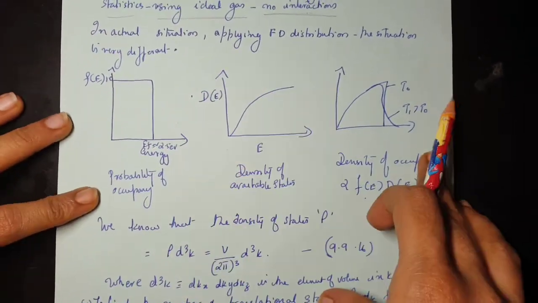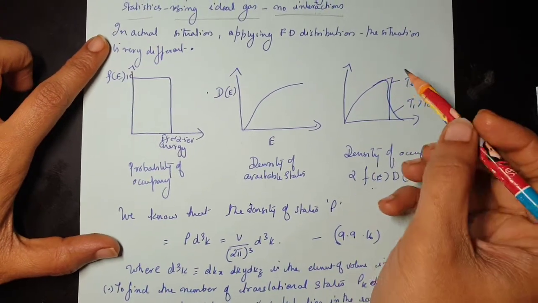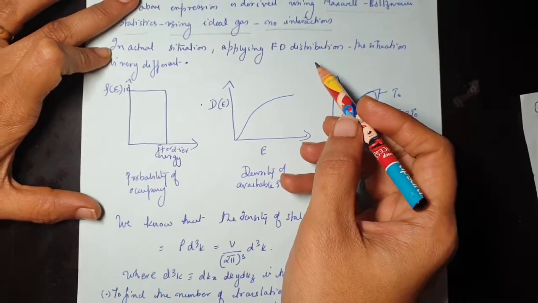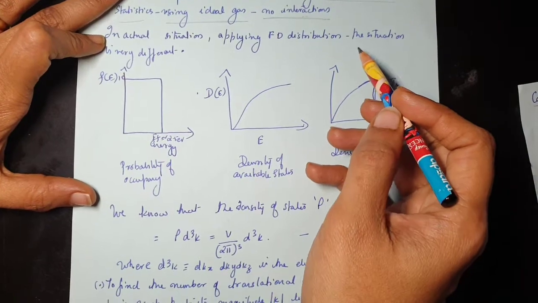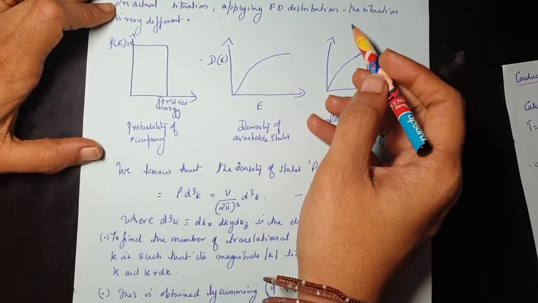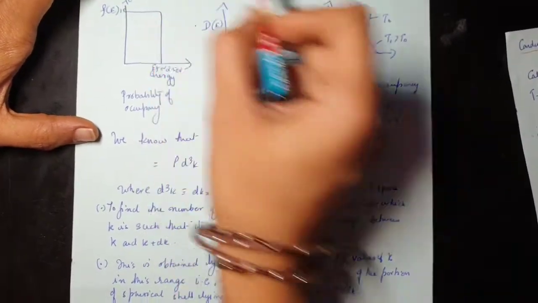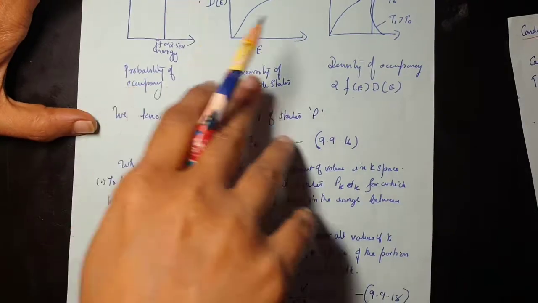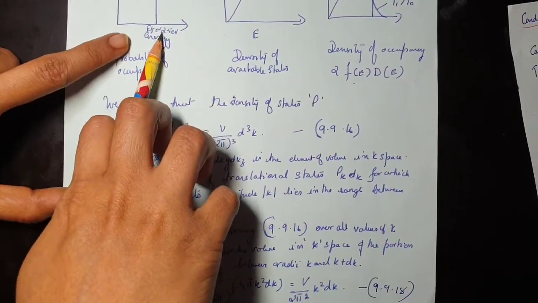Okay, so now we are going to find out how we can take care of this formula using Fermi-Dirac statistics, or using the Drude-Sommerfeld model. How this formula will be modified using Fermi-Dirac statistics is what we are going to see in this derivation. So you already know this figure.